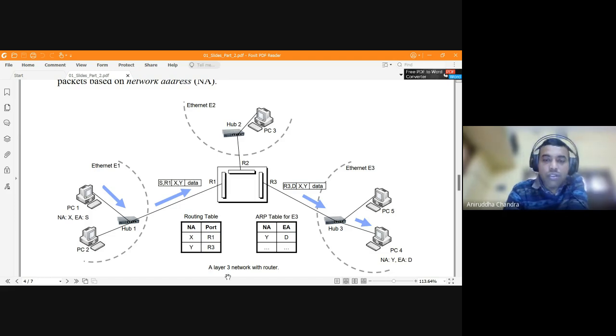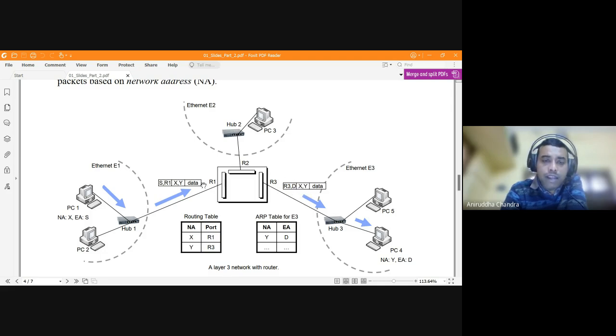Now, there is also another table that is maintained by the router, which is called the ARP table. ARP is address resolution protocol, which is a mapping between network address and Ethernet address. Why is it required? Well, when the packet finally leaves, the router not only reads the network address, but it has to modify the Ethernet address part as well.